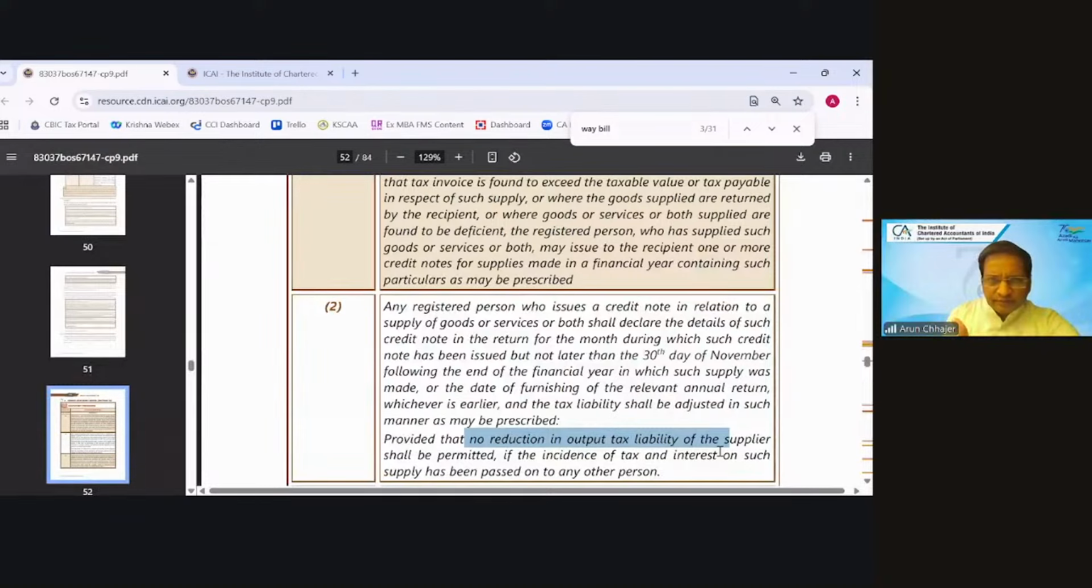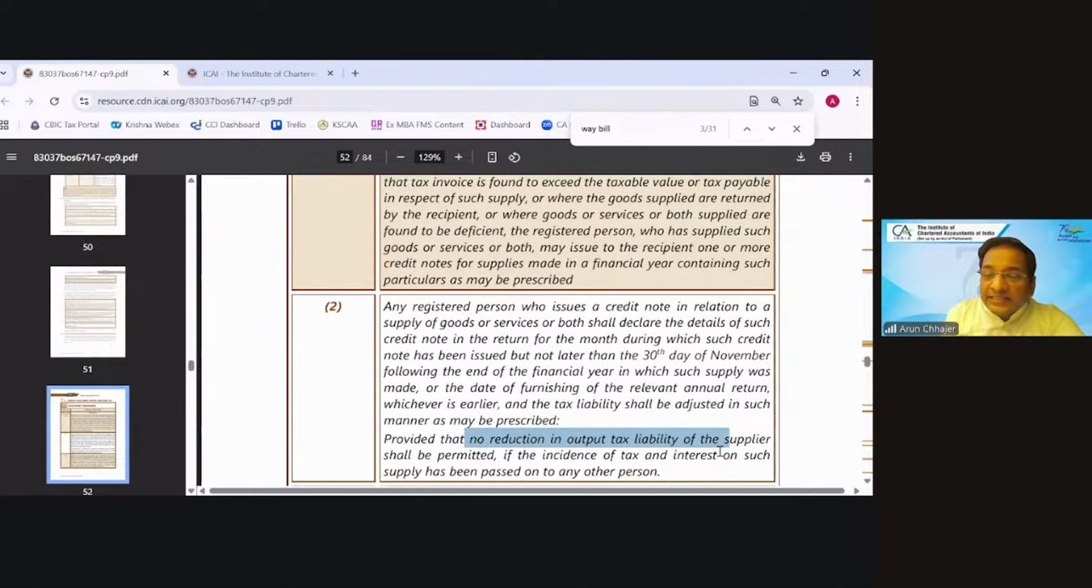That is okay. So recently they've introduced the concept of invoice management system. In future, it might be made applicable, but currently, if I'm a supplier, I am reporting the credit note, my liability gets reduced. Whether my recipient has reversed the ITC or not reversed the ITC, it is immaterial. But what is the law requirement?